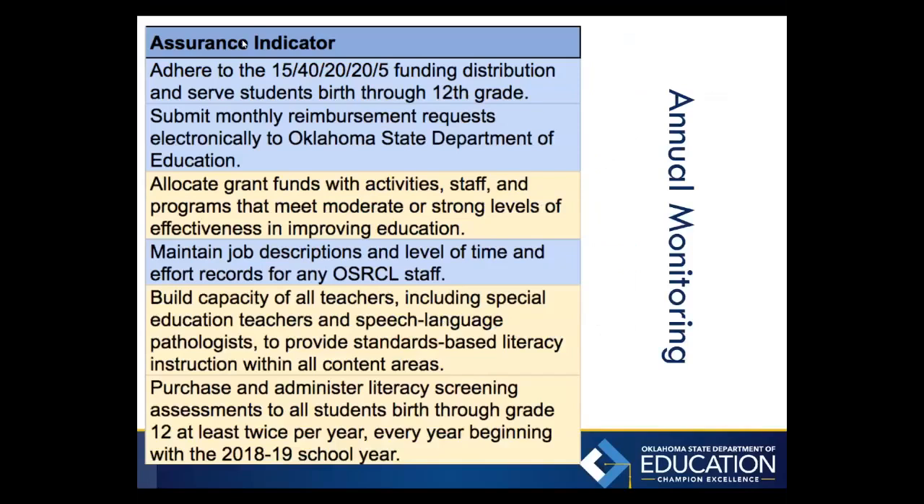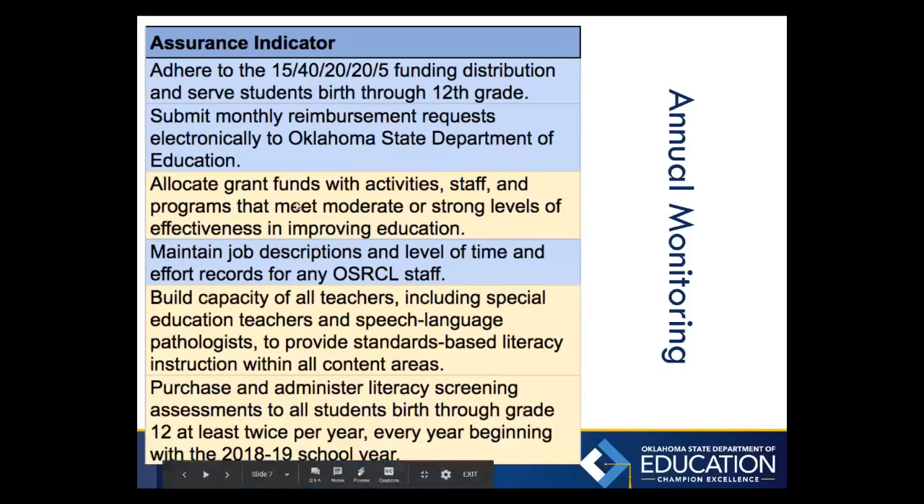Okay, I wanted to quickly go over the monitoring rubric one more time, and we will use your literacy plan as a part of this rubric. So if you see the assurances that are in blue, we will get those assurances from the Grants Management System, GMS. So the ones in blue will not be related to your local literacy plan.